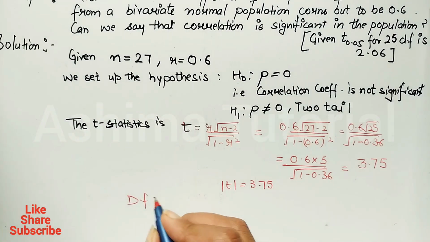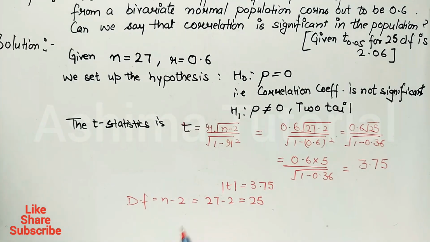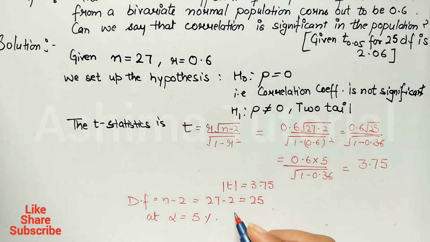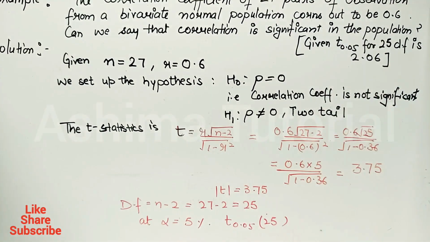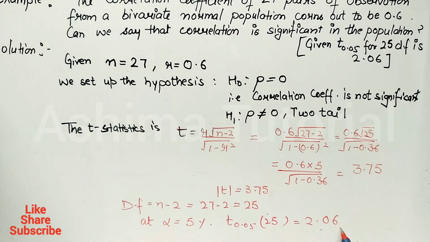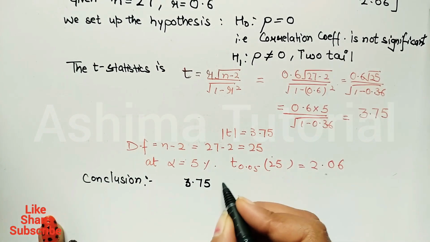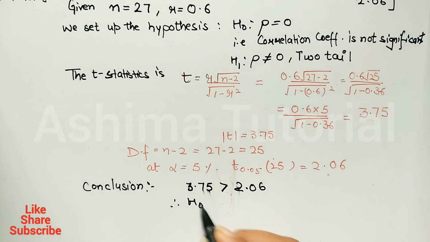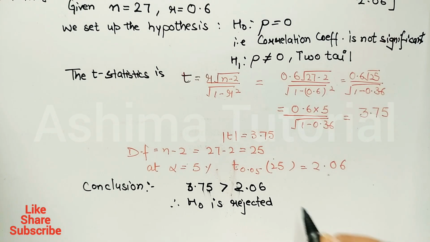Here degree of freedom is equal to n minus 2, 27 minus 2 is equal to 25. At alpha equal to 5%, critical value of t 0.05 at 25 is given 2.06. Conclusion: by comparing the values of t, 3.75 is greater than 2.06. Therefore, H0 is rejected and H1 is accepted.